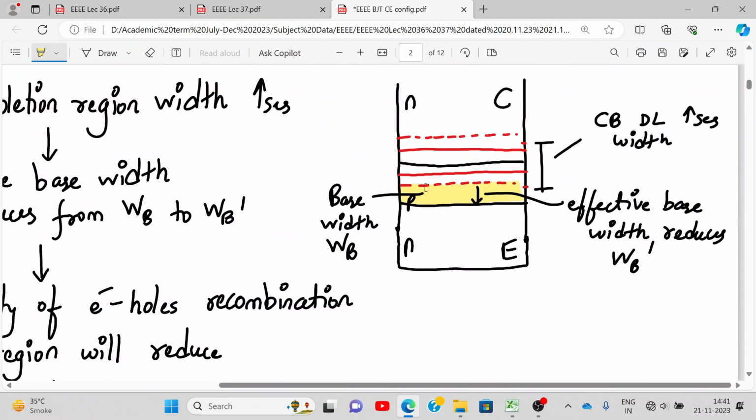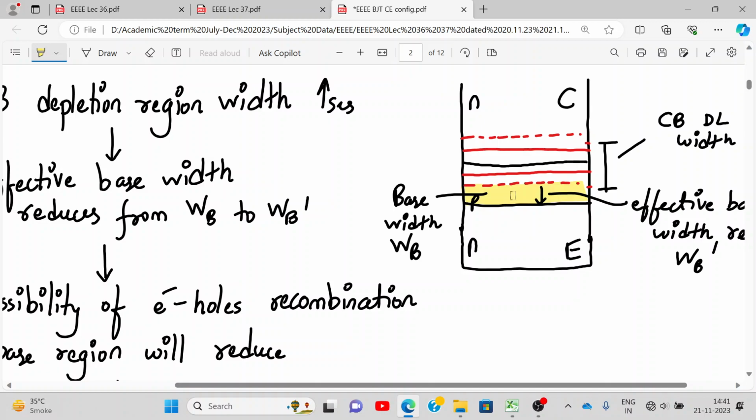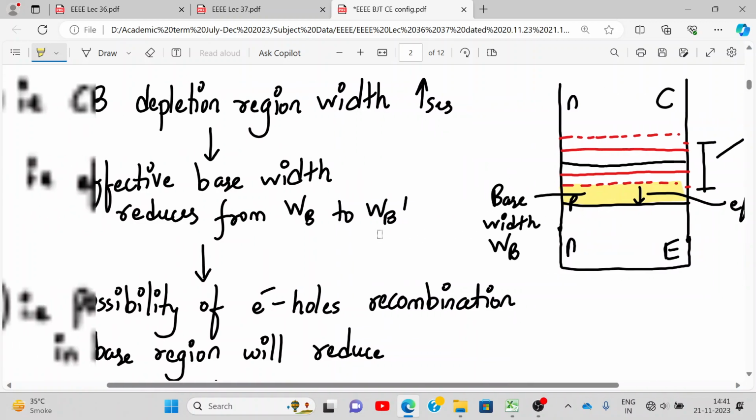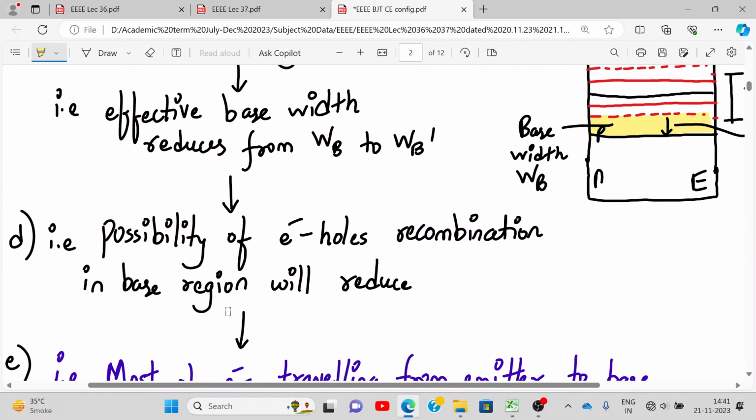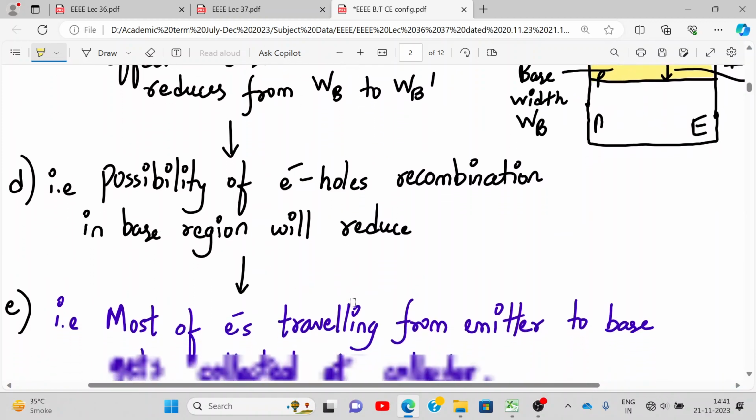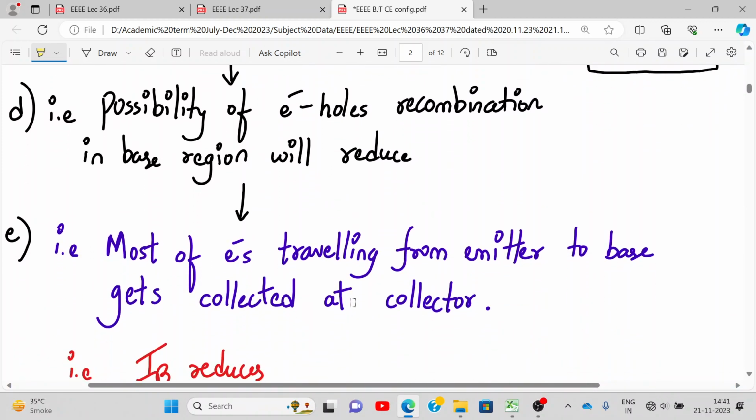See the yellow portion. Earlier it was full, larger. Now we are increasing the reverse bias between base and collector. So this depletion region will go on increasing. Base width will go on decreasing. So the possibility of electron hole recombination in the base will reduce. And what will happen due to that? Most of the electrons traveling from emitter to the base get collected at the collector.